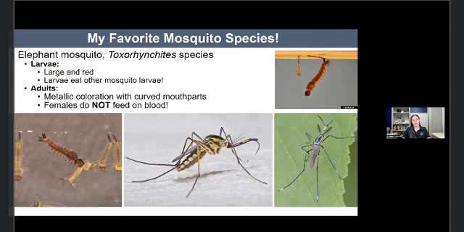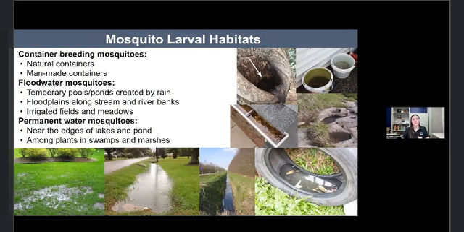So now that we've gone over a few of the different types of mosquitoes, let's talk about where we might find the larval mosquitoes. We're going to talk about the larval mosquitoes, one, because that's what I study, but also because they're easier to control than the adults, which are flying around. So we're going to focus for the rest of the talk on mosquito larval habitats.